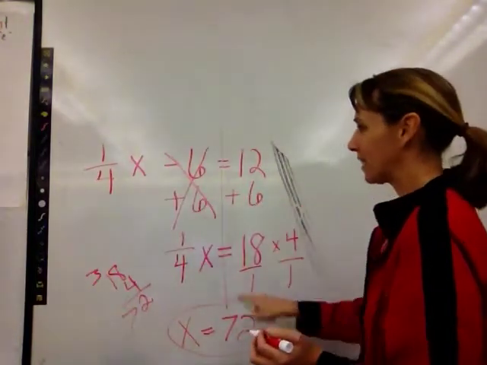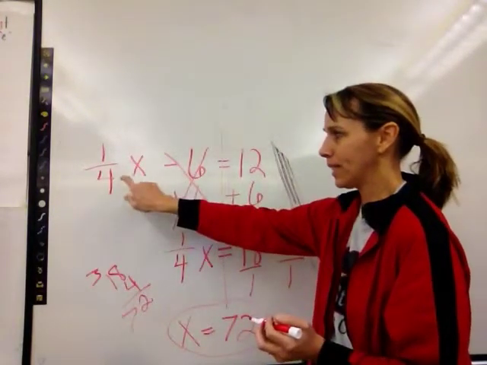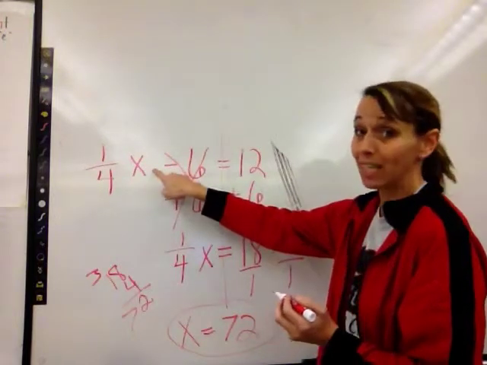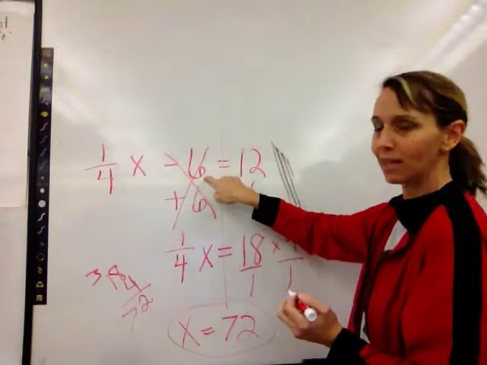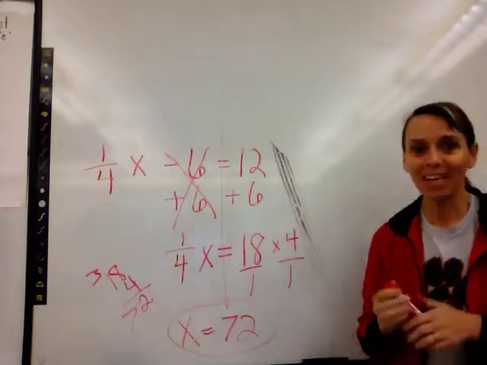To check this, I don't know my 4 facts as well, but if I put my 72 right here and ask how many times 4 goes into 72, it's going to be 18 times. And 18 take away 6 is 12. So I know I'm correct. Hopefully this helps.